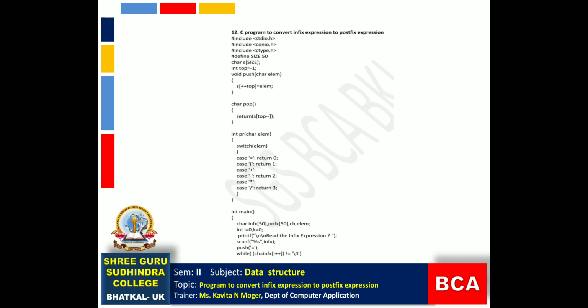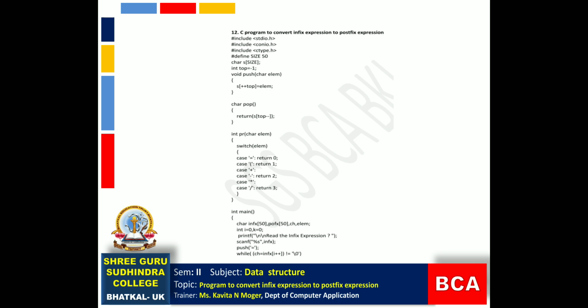Let us see the program. #include stdio.h, #include conio.h, #include ctype.h are the header files. #define SIZE 50. This means in a stack we cannot give the size directly, so macros are used to define the size of the stack. char s[SIZE] declares the stack s of type character. int top = -1. Whenever top is -1, that means the stack is empty.